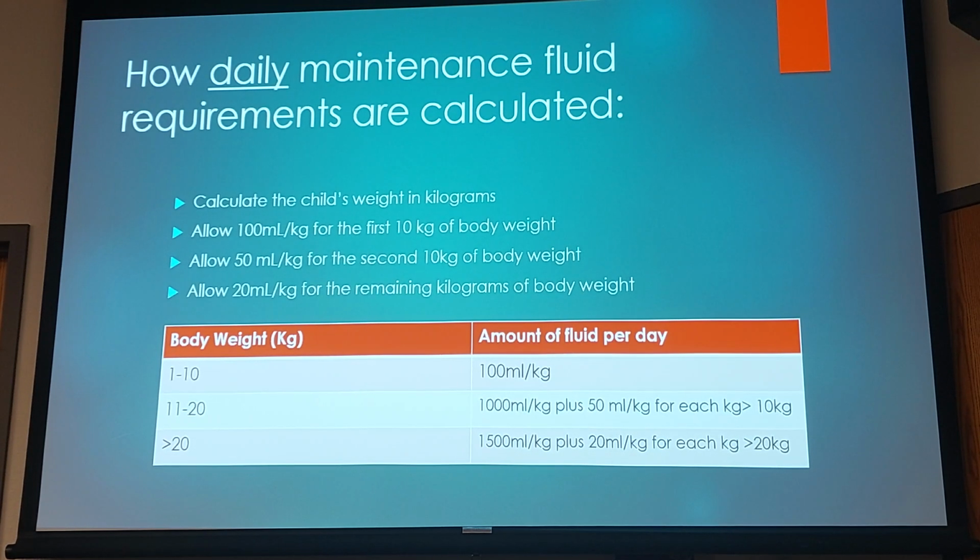20 mils for what's remaining. 9. Oops, what am I doing? 20. Yeah, 20. I'm going too fast. 20 times 9 equals, right? So we have 1680 milliliters per day. A little over a liter and a half, right? For a 29 kilo.